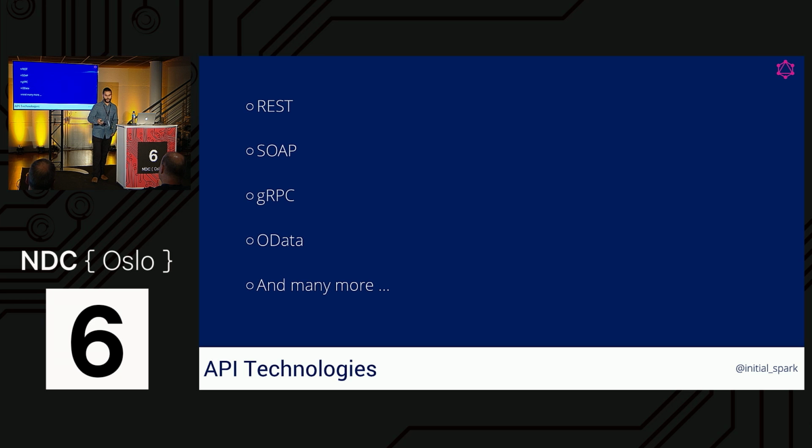Right, so there's various technologies that facilitate server-to-client communication. Here's a list of some of them that you might have seen before or used. It's REST, SOAP, RPC, and OData. And there's various other ones which I haven't put on. But the whole point of this talk is we're going to compare how REST is to GraphQL.